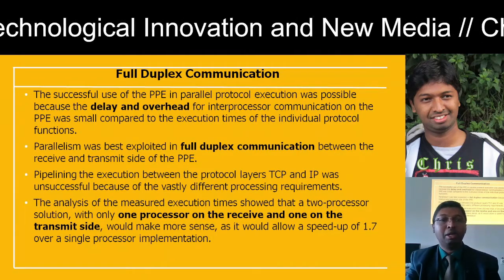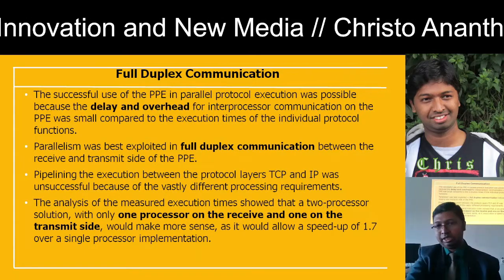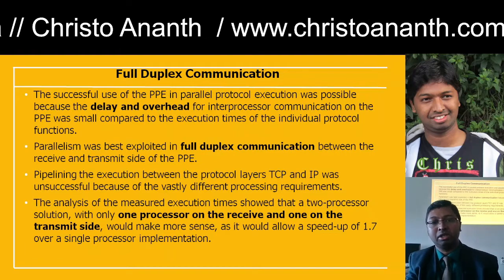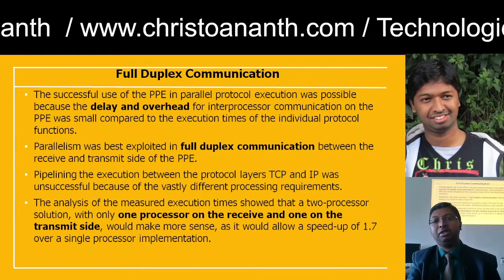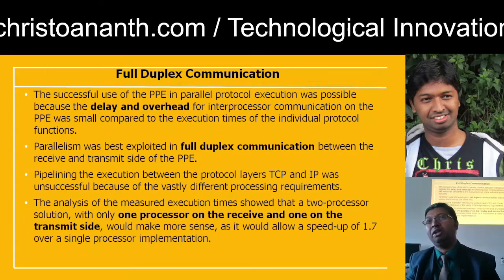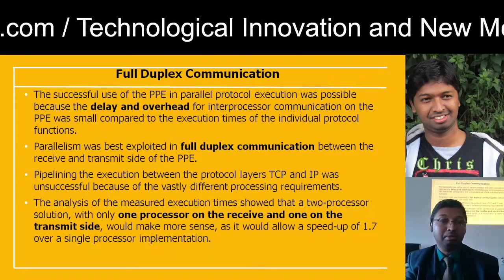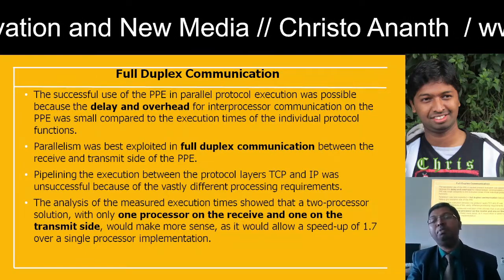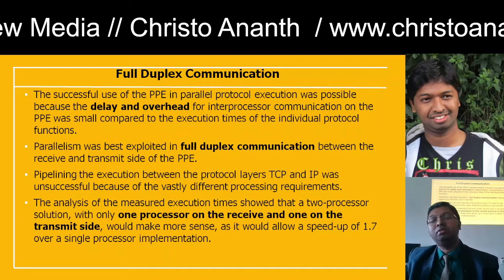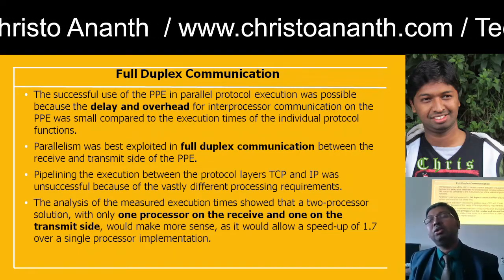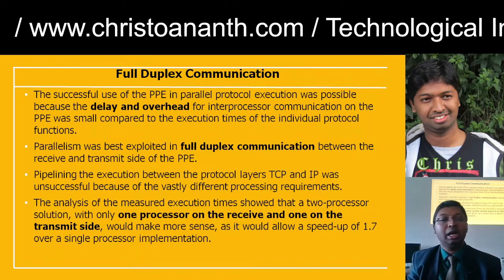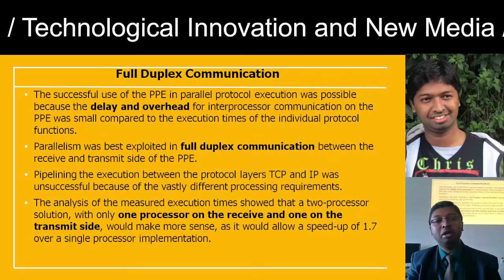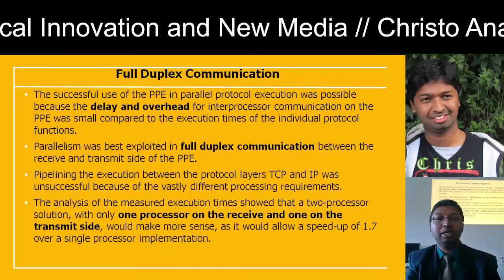For this, we pipeline the execution between the protocol layers, TCP as well as IP. But pipelining is found to be unsuccessful because TCP and IP have different processing requirements. So we go for a two processor solution, one processor for receiving and one processor for transmitting. Definitely that would speed things up individually, about 1.7 times for one particular processor that we are implementing.